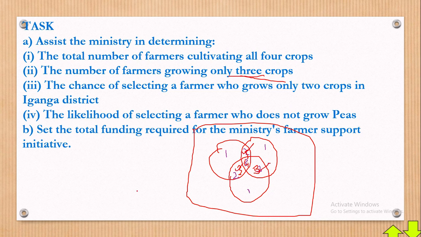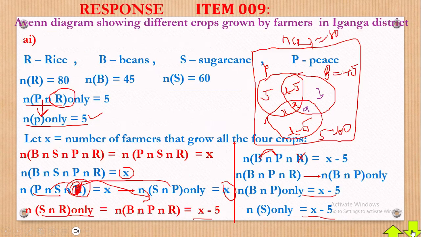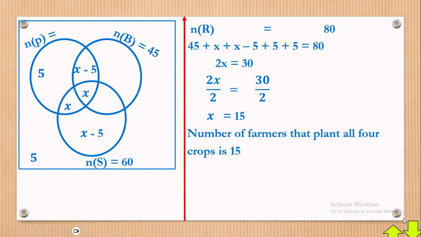I think without wasting time, let's get there. That's part A, Roman number 2. Okay, we shall begin by drawing a Venn diagram again, redrawing it.